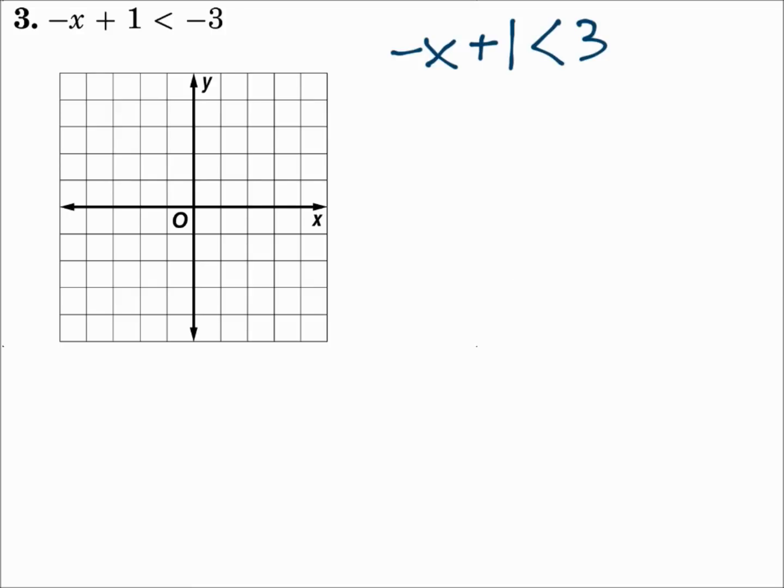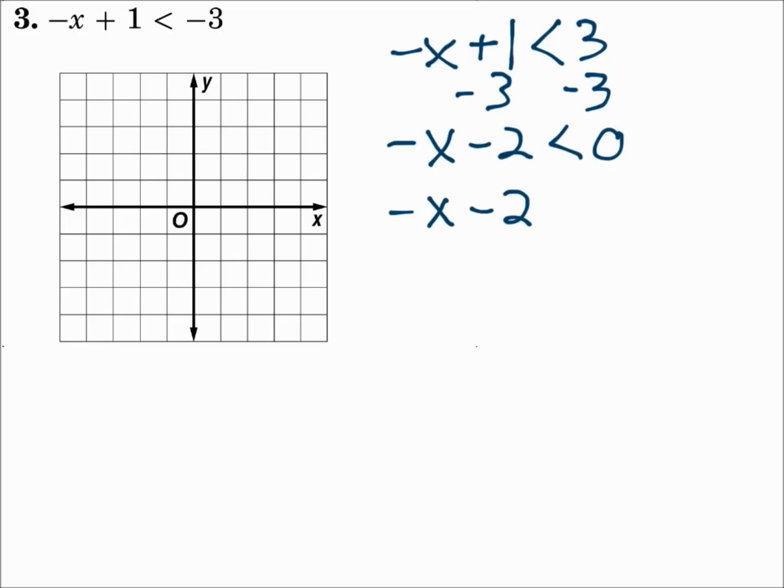Number 3. -x plus 1 is less than -3. Well, start by getting everything on one side, so let's move everything to the left. We can subtract 3 from each side. 1 minus 3 is -2. Next, replace 0 with a y. Now let's graph it. Let's get the y on the left so we can be in slope-intercept form.